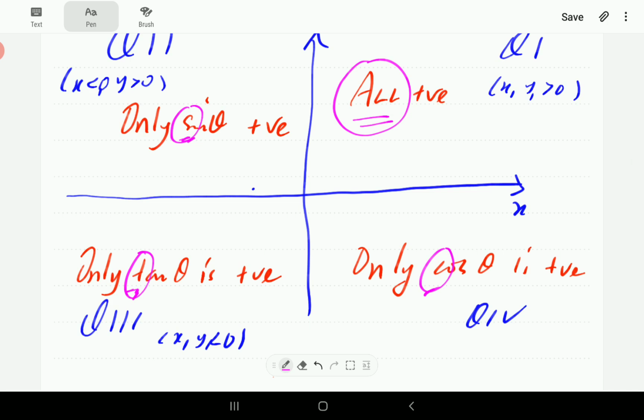All right, in the next video we're going to look at something called coterminal angles, and also something called the reference angle.